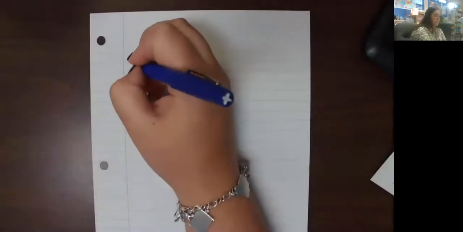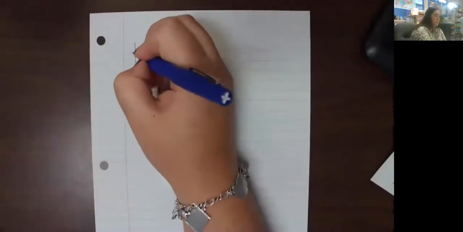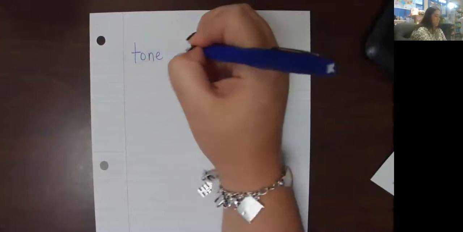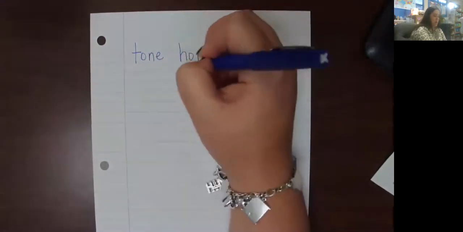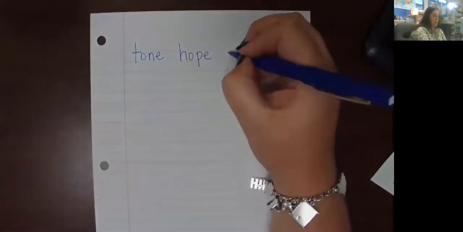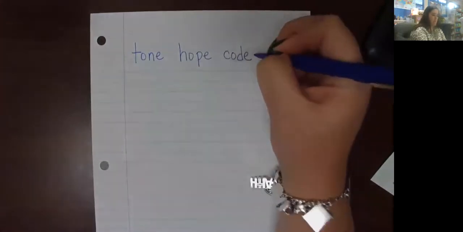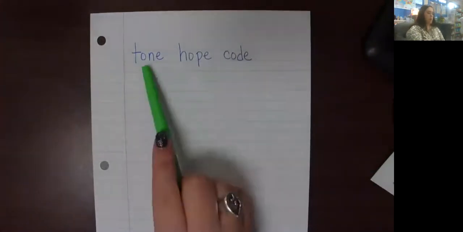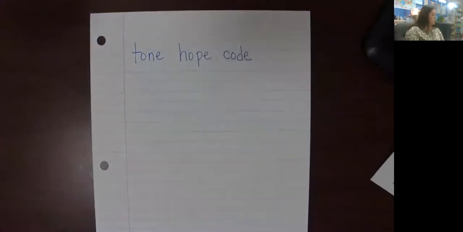Okay, now I'm going to say three words. Tone, hope, code. So the sound that we hear in the middle of all those words is O. So I'm going to write these words. Tone, hope, and code. Okay, we hear O in the middle of all those words.